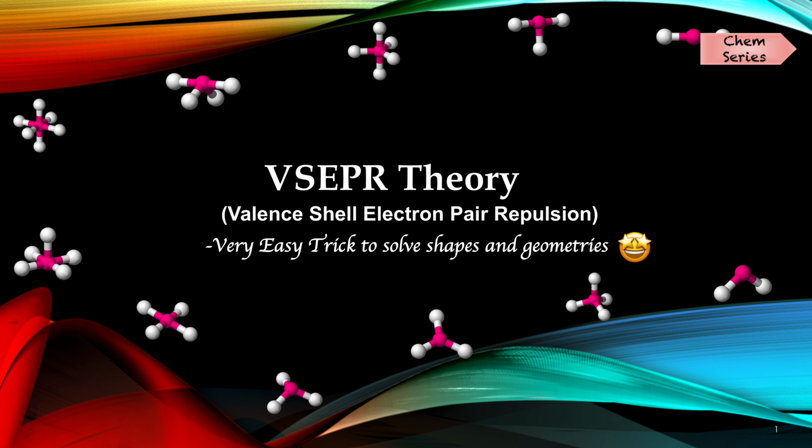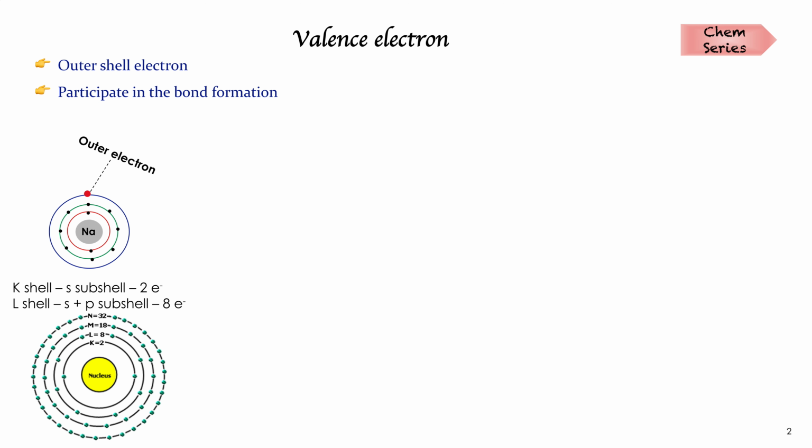This is Ramya. Today let us understand and learn what is valence shell electron pair repulsion, which has the acronym VSEPR theory. Before going into the theory, you have to know what is a valence electron and how to calculate it for an element. The outer shell electron will be the valence electron and it participates in the bond formation.